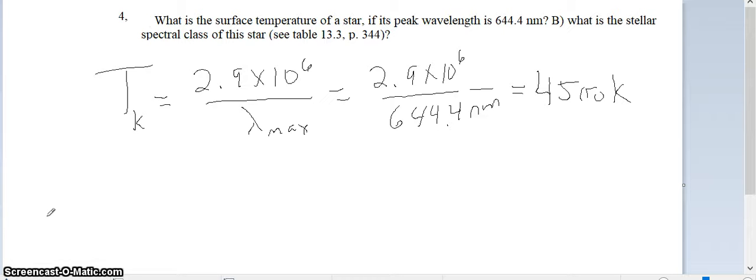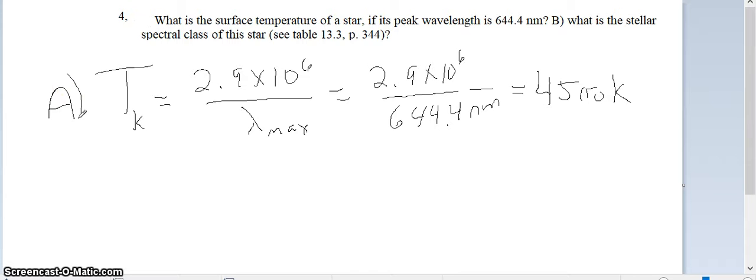All right, anyhow, we use Wien's law, right? So this is Wien's law. The temperature in Kelvin is equal to this constant, 2.9 times 10 to the 6, divided by lambda max. So there it is. I mean, this is a very easy problem. This first thing is for part A.